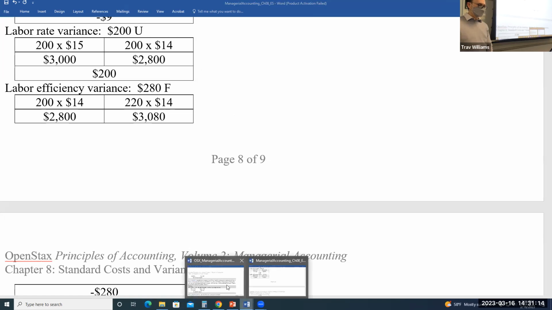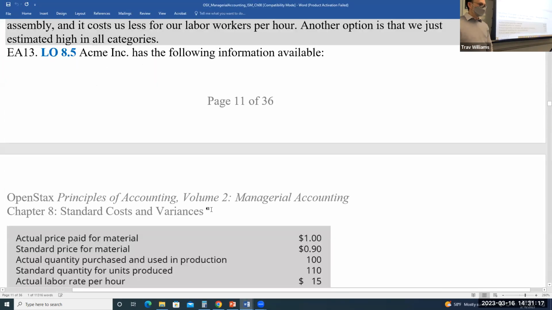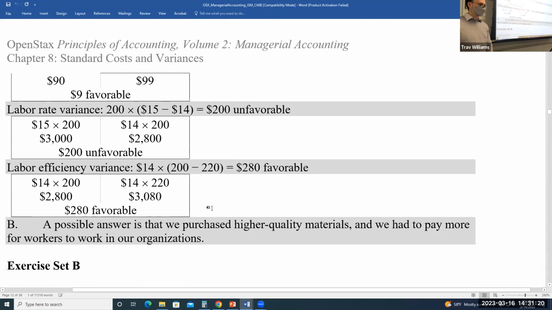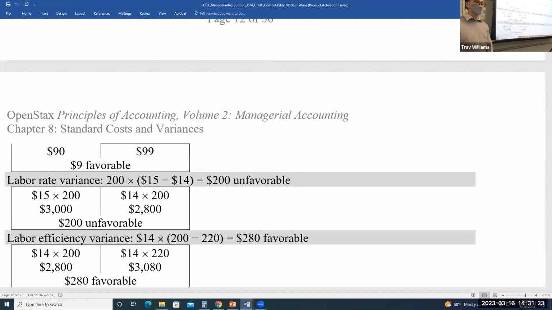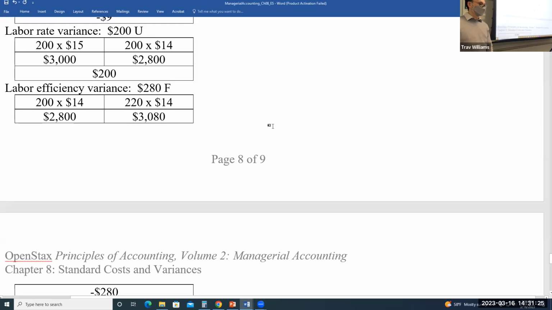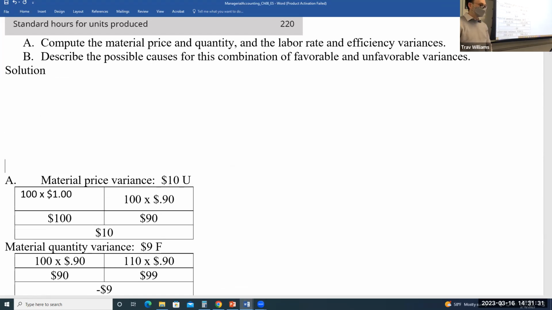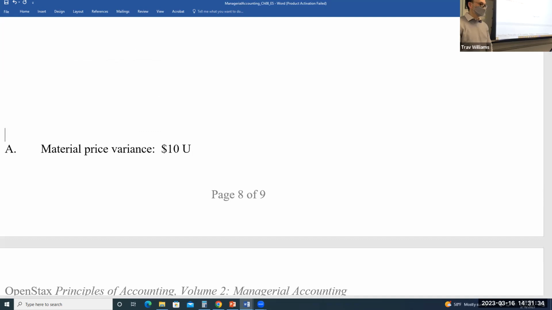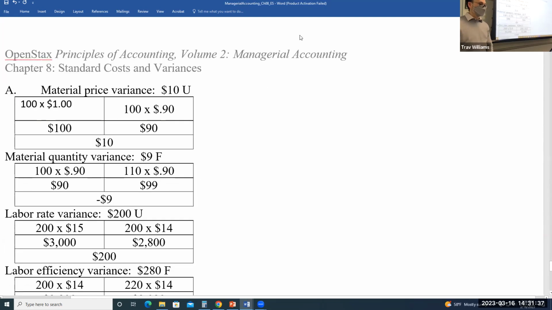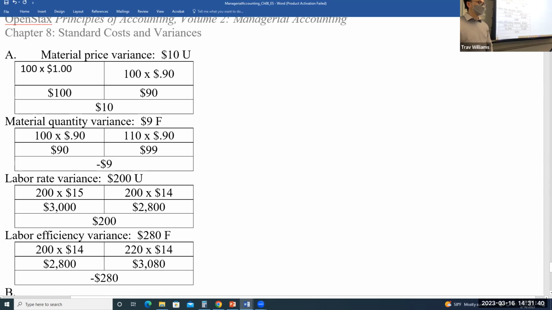All right. Make sure. Yeah, that's what it says. Let me get this situated better on the screen so you can see the whole thing. Okay, so again, the materials was exactly the same as the last exercise, number 13. With labor, we ended up with unfavorable rate variance and a favorable efficiency variance.